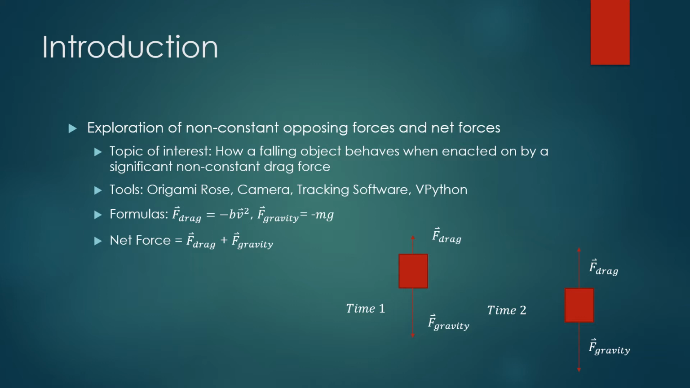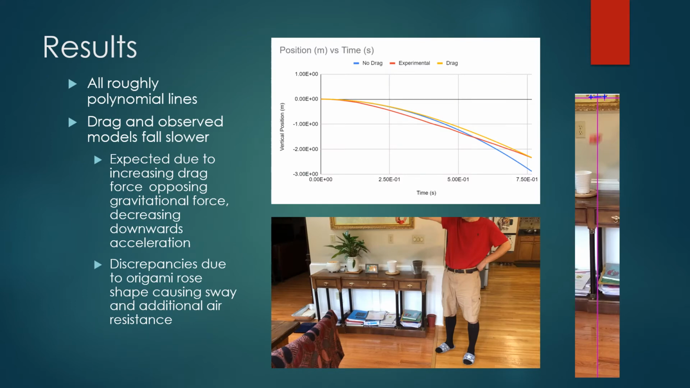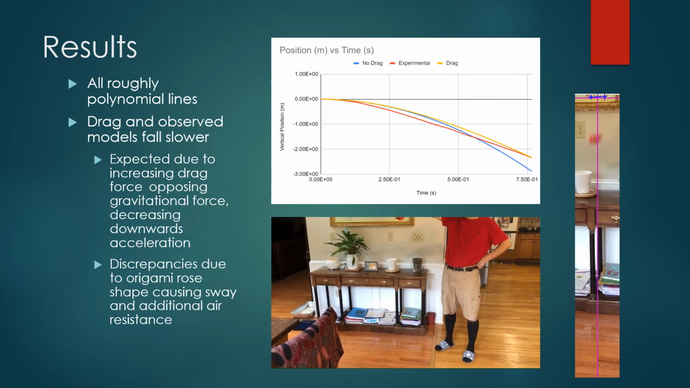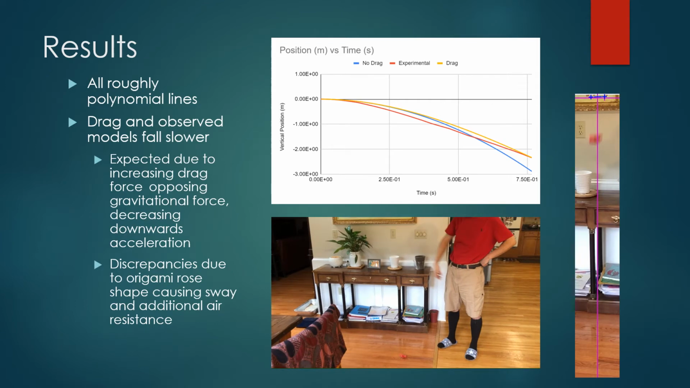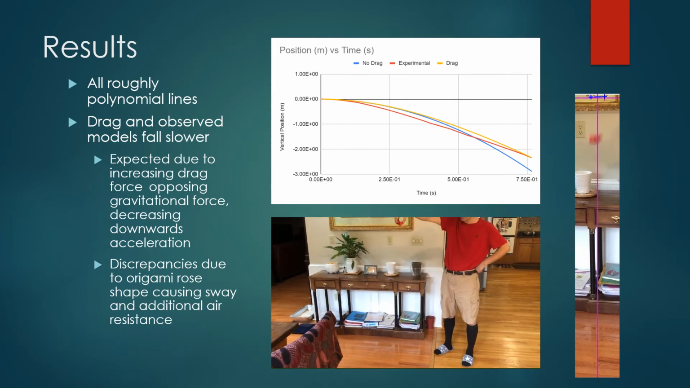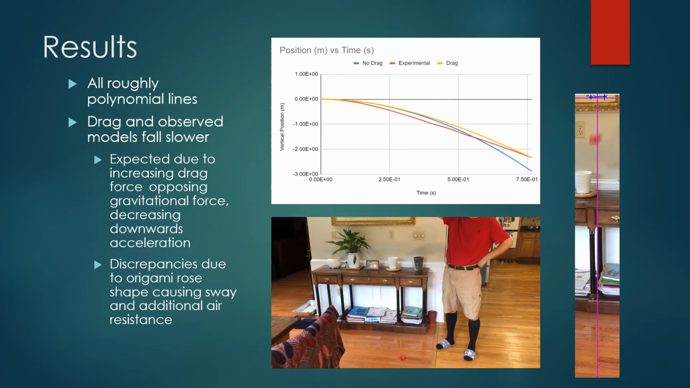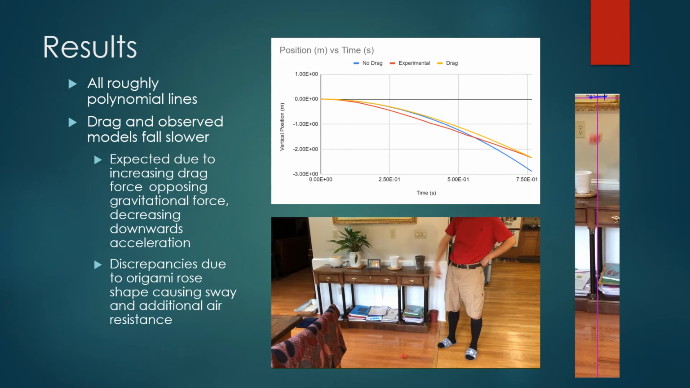To easily observe this, I compared the observational data from tracking a falling origami rose with two computational models, one that accounted for drag and one that did not. Here is a recording of my observed experiment where I dropped an origami rose alongside a picture of the tracker model. Next to it, above it, is the graphed data.